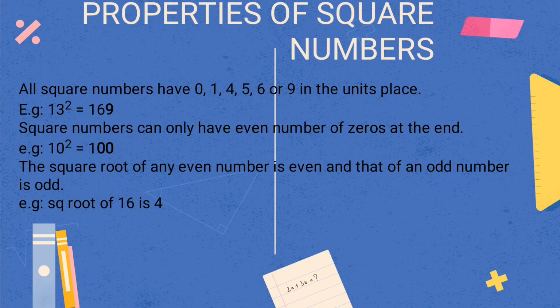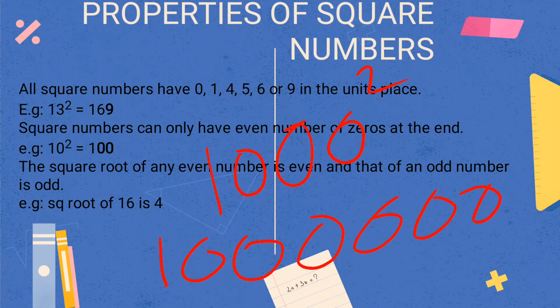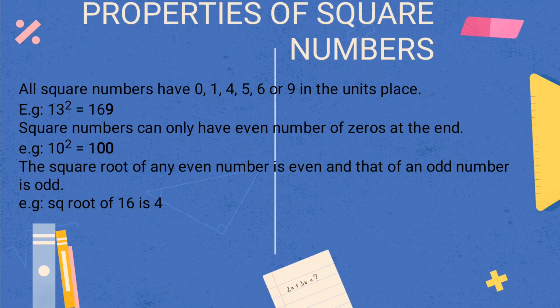Moving on to next property. Square numbers can have only an even number of zeros. As you can see in the example, if we multiply 10 by 10 we will get 100, and the number of zeros is even, that is 2. The same way you can square any number. Suppose that we are squaring 1000, what you will get is 1 and 6 zeros. So you will always get an even number of zeros when you square a number.